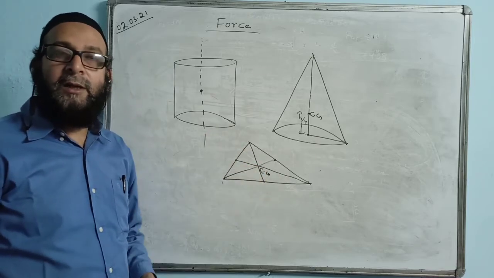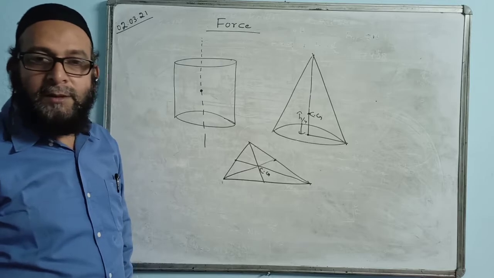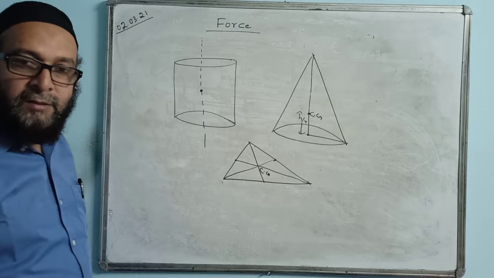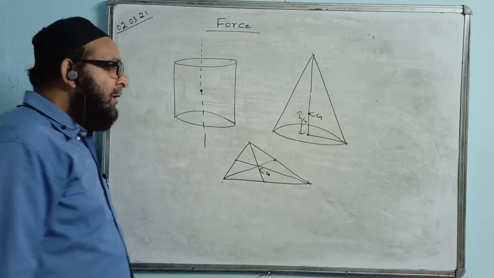We have done this in maths also. Centroid formula was what? x1 plus x2 plus x3 by 3. And y value was y1 plus y2 plus y3 by 3. So that is the formula.